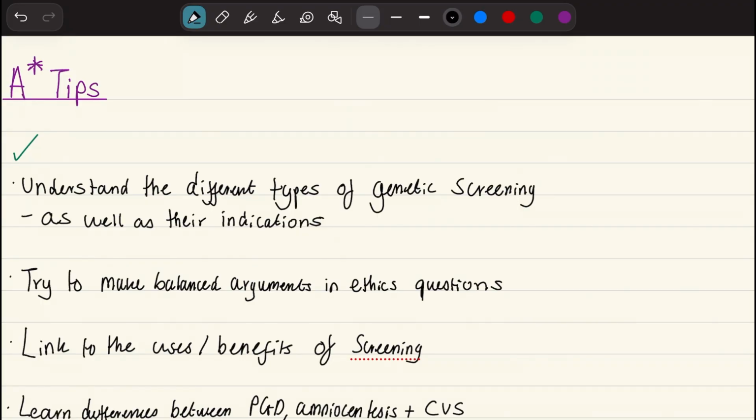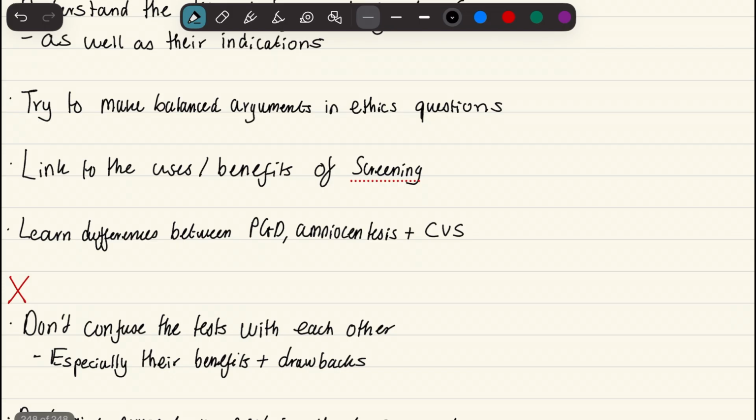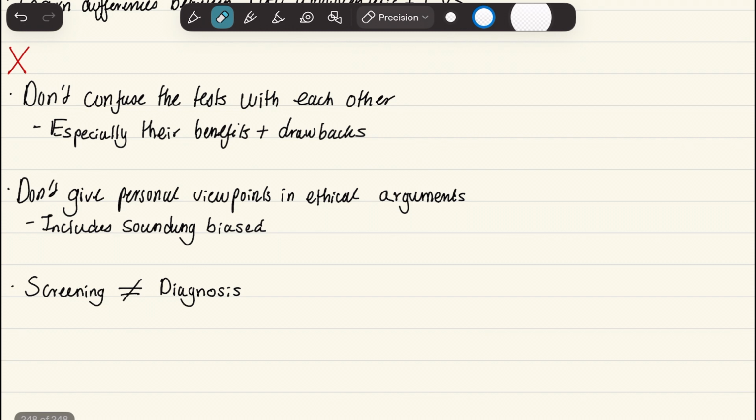Cool, and now it's time for the A-star tips. So what do we want to do? We want to understand the different types of genetic screening and their indications. So we need to know when to do PGD, when to do amniocentesis, when to do CVS. Make balanced arguments in the ethics questions. I think it's a bit hard when you do have a strong belief about something to tone it down. But in the exam, you don't want to come across as too forward or too argumentative about your point. You need to give a balanced argument to gain more marks. Link to benefits and uses of screening. I think it's very, very important, even outside of just trying to get grades on a test. Very important that you do promote things like this. And also just make sure you know the difference between PGD, amniocentesis, and CVS, because that's going to lead us on to what not to do. A lot of people confuse these tests. Make sure it's not you.